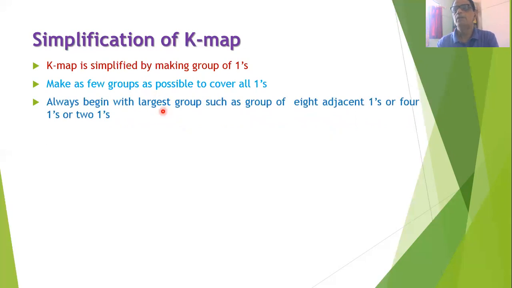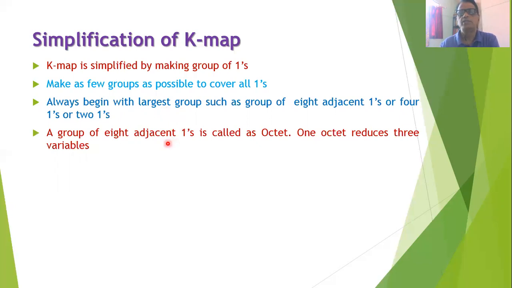Whenever you are making the groups, always start with the largest possible group. That is, if it is possible, you can make a group of 8 adjacent ones. Otherwise, go for a group of 4 adjacent ones. Otherwise, go for a group of 2 adjacent ones. And if there is any one left which is not possible to be combined in a group, then that is left as it is.